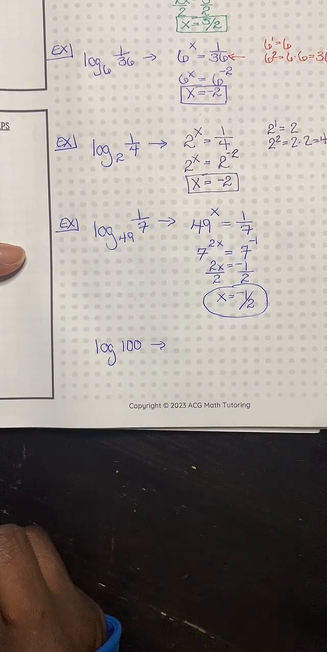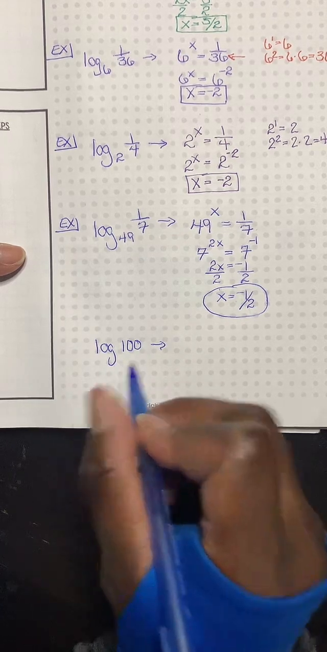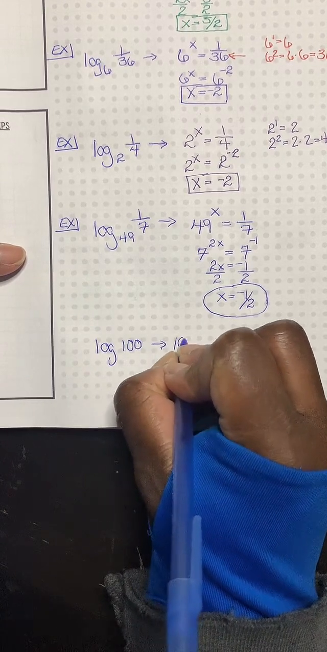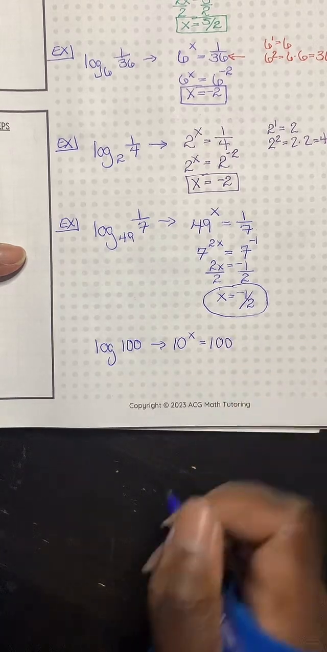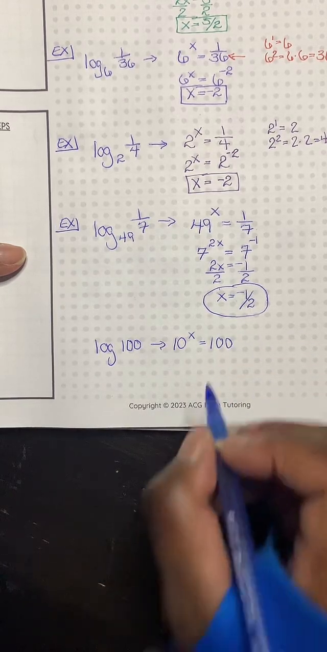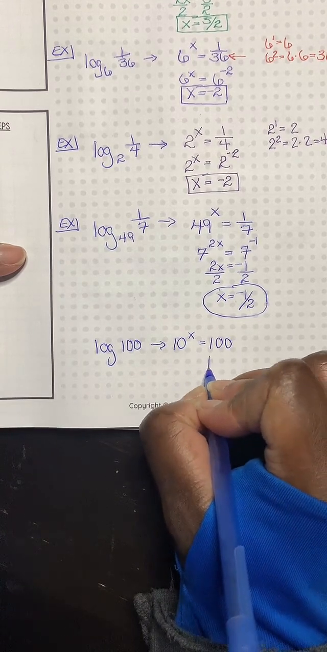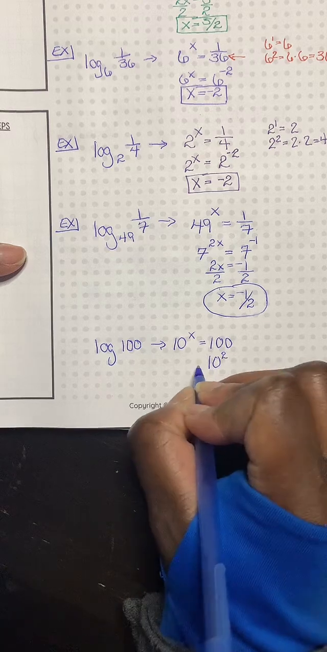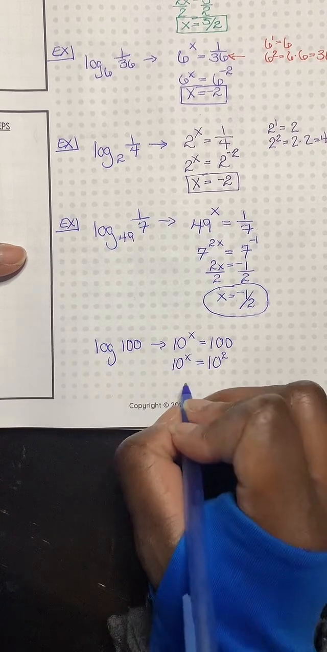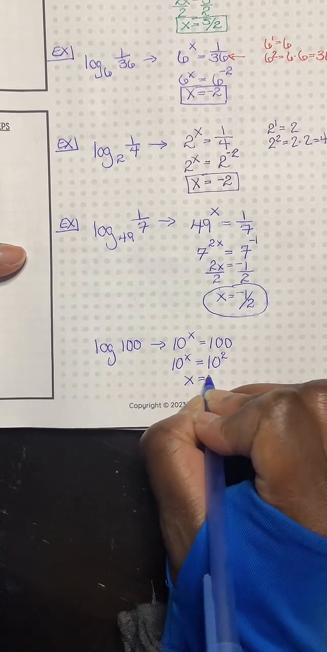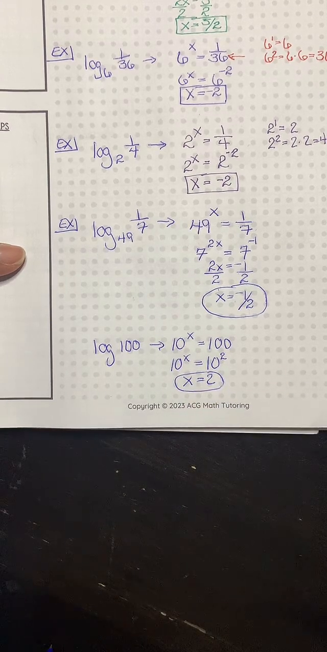Okay. So if there's nothing there, it's always assumed that it's a 10. And if you want to, you could change that 100 to 10 to the second. So that means x is going to equal 2. Something like that.